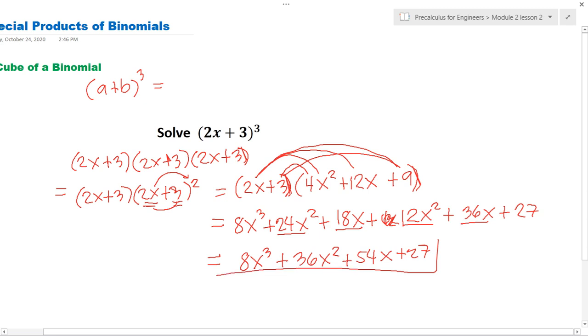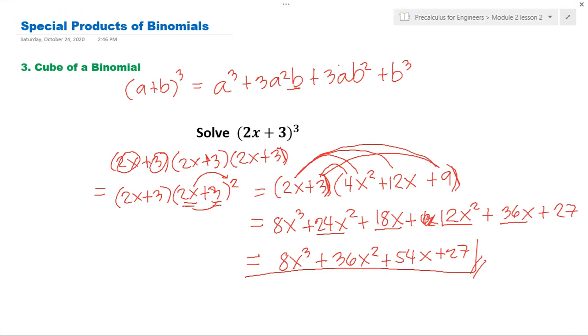So ganito ka lang simplify ng cube of a binomial. Or you can use the formula here, yung a cubed plus 3a squared b plus 3ab squared plus b cubed. The result would be the same. Like you just let a is equals to 2x and b is equals to 3. Okay, so parang ganun lang, class.